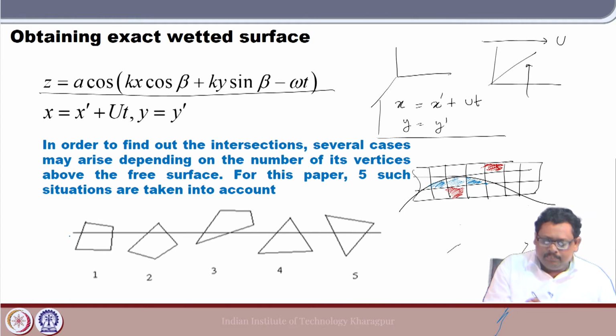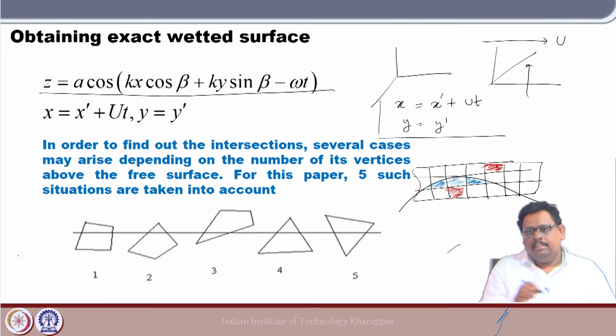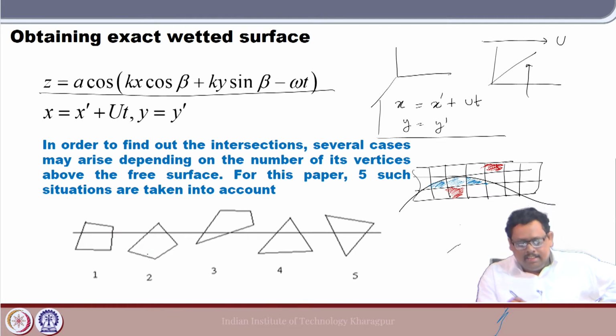Now, this black line is where the free surface is passing through, and you can see that this is still a quadrilateral panel. Now, look at the second picture, it is a quadrilateral panel. However, when the free surface passes through, it becomes a pentagon.